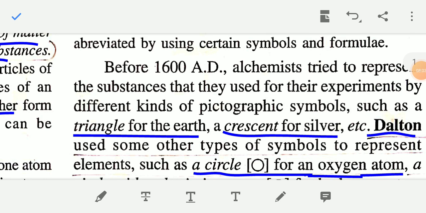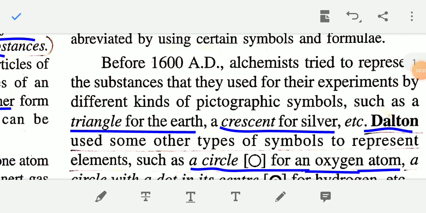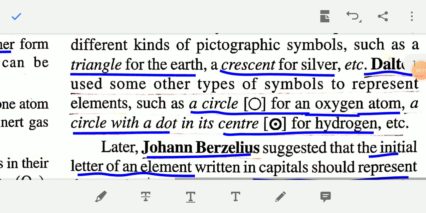Before 1680 AD, alchemists tried to represent the substances that they used for their experiments by different kinds of pictographic symbols, such as a triangle for earth, a crescent for silver. Later, Dalton used some other type of symbol to represent elements, such as a circle for oxygen and a circle with a dot in its center for hydrogen.